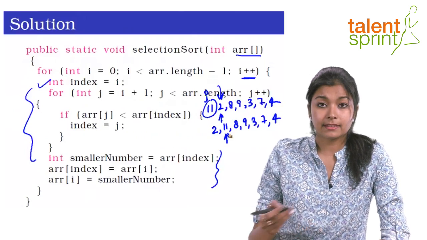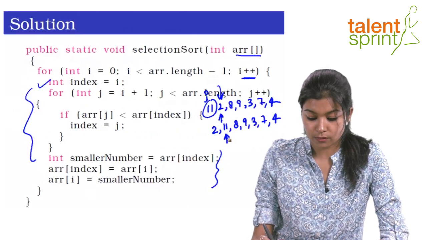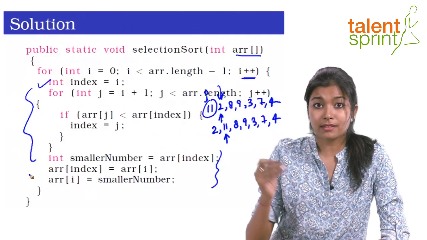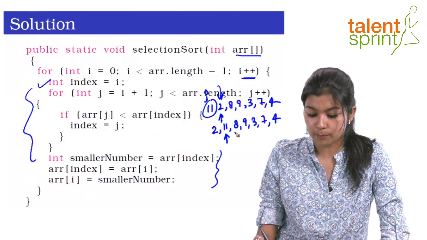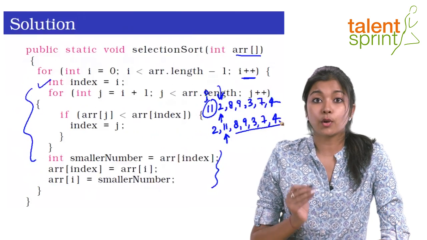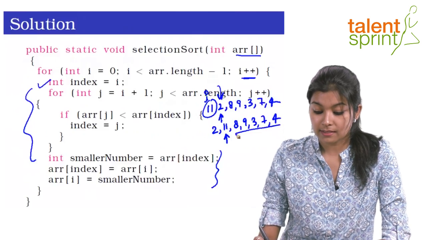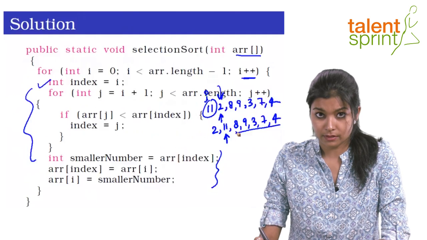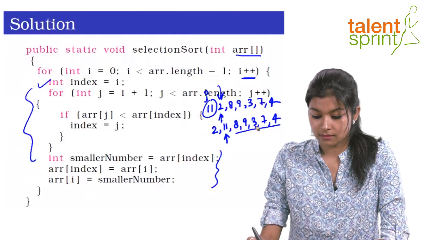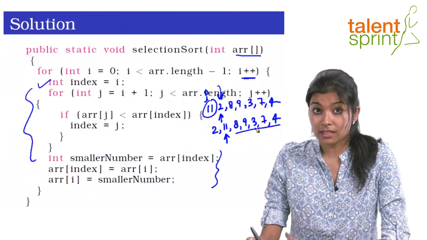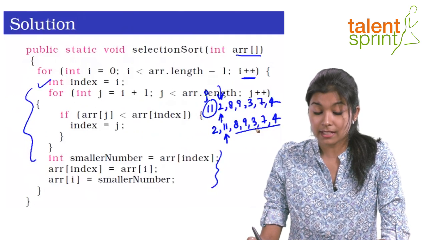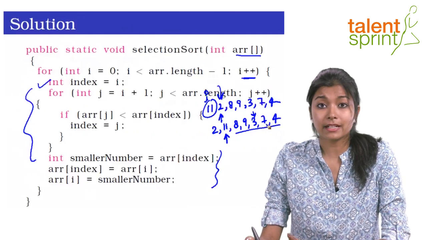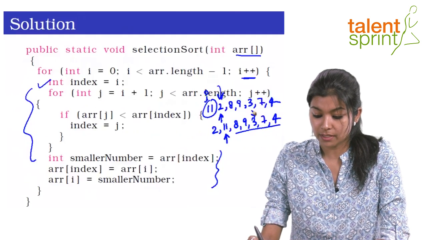Alright, and index is again initialized to I, so index is also 11. Now again we go inside this for loop and check in the remaining array, which is now from 8 to 4, for the smallest element. So j is 8, j is less than 11, so index will be now 11. Again 9, then when we reach 3, 3 is less than 8, so now index will become 3. Moving forward, we don't find any number less than 3, so our index will be 3.